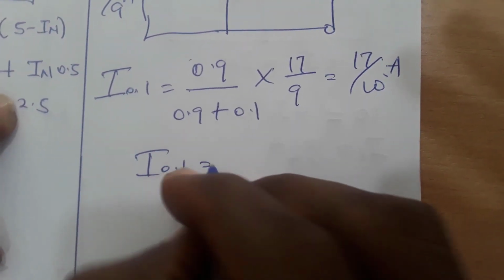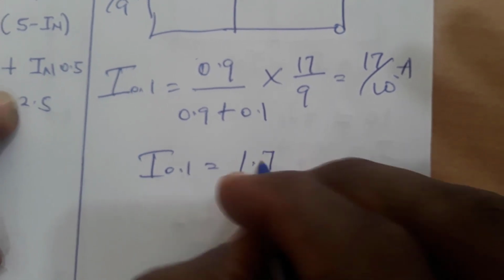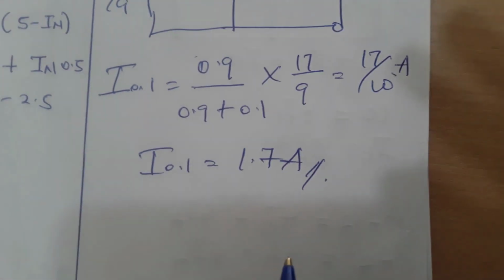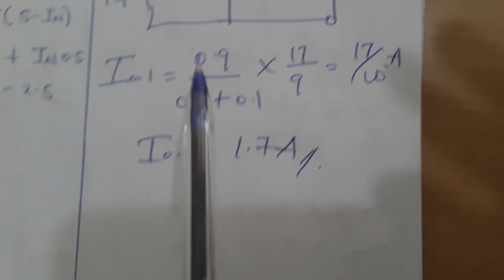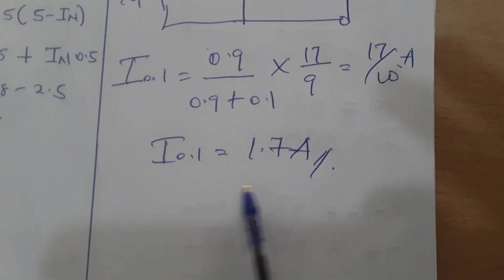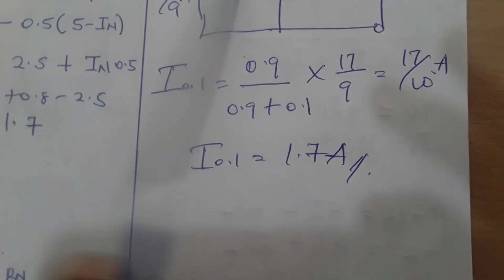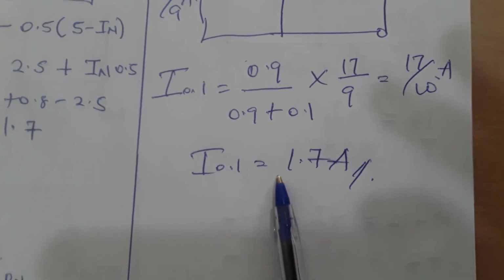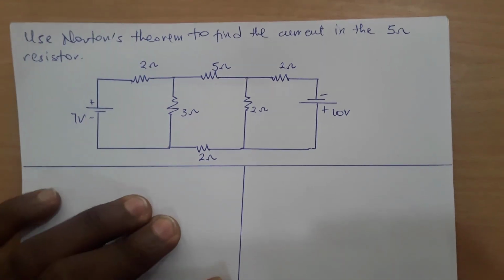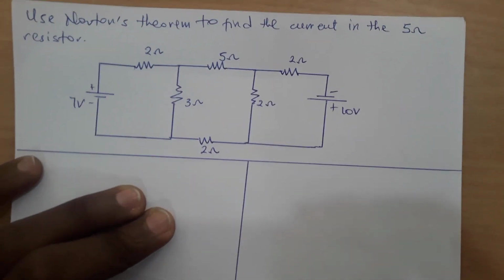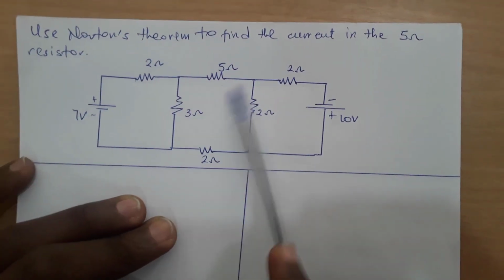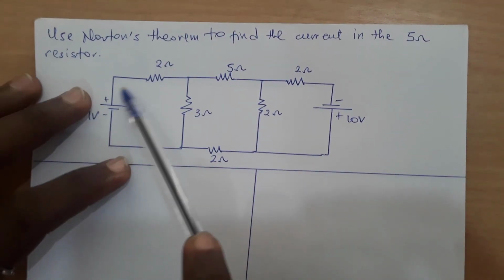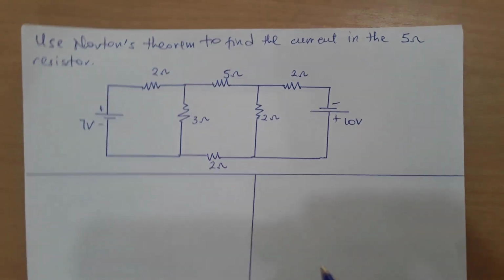So in decimals, this should give us 1.7. If you watched my first video, you see that when we used Thevenin, we had a current of 1.7 amperes, and using Norton's too, we had 1.7 amperes. Okay, so we are to find the current in this 5 ohm resistor using Norton's theorem again.